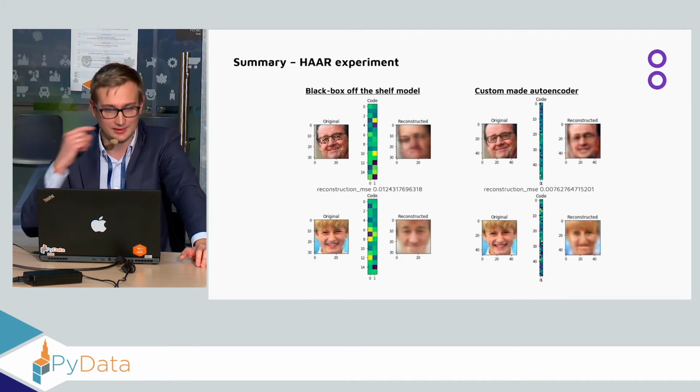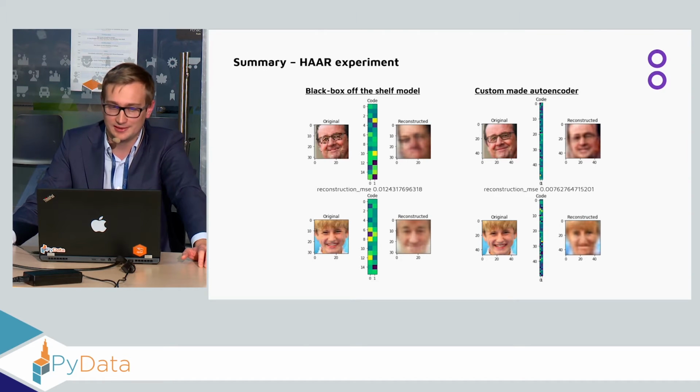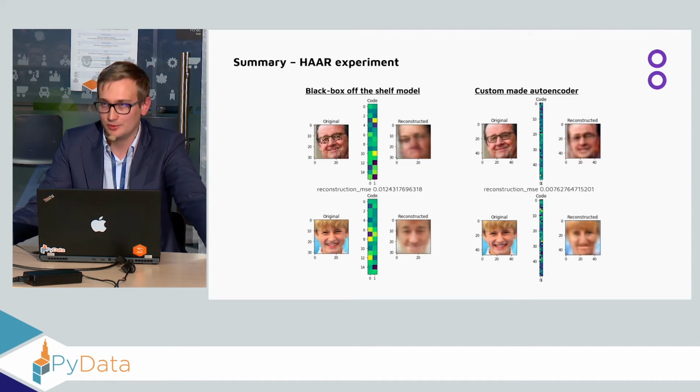We trained two autoencoders: one for a different dataset, which we used as a black-box off-the-shelf model, and which gave us poor performance. And we trained a custom one, which gave us lower error and better results. It proved that doing something from scratch has more flexibility and can give us better results if we have data and time.